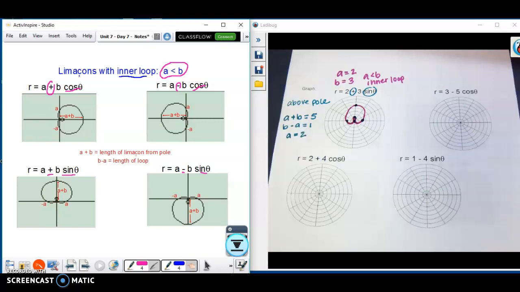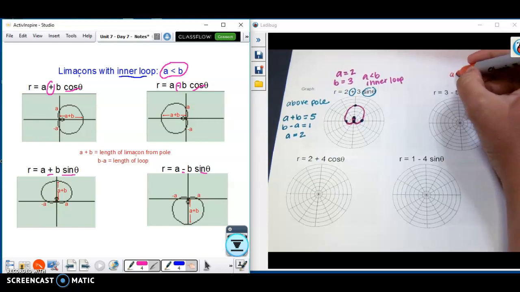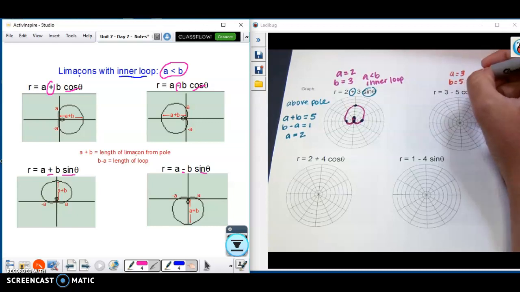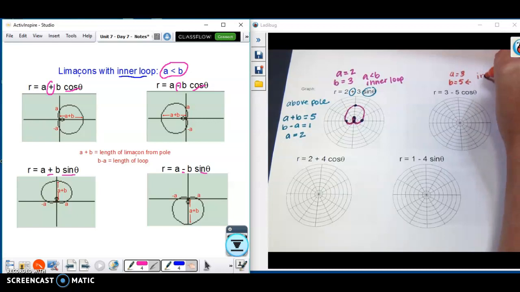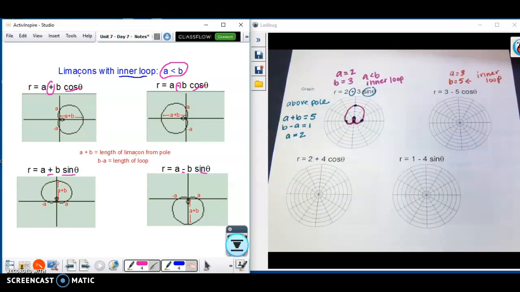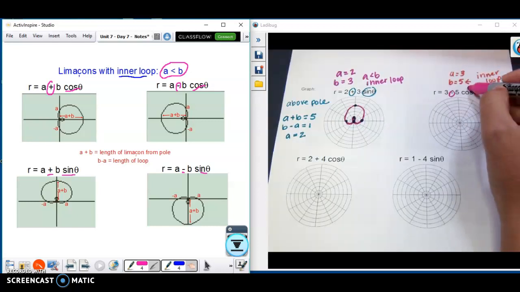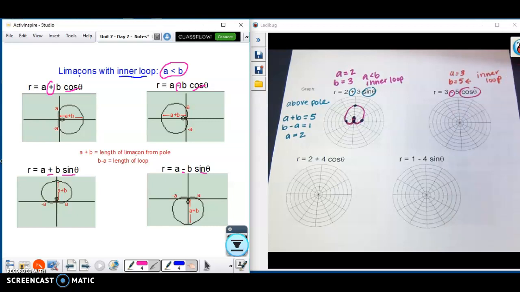Okay, so if you look at the one to the right of this, 3 minus 5 cosine theta. So our A is 3 and our B is 5. Because B is the bigger number, we're going to have an inner loop. Also we need to think about, because it is negative cosine, that means cosine is x, so this is going to be to the left of the pole. So we're going to be moving left of the pole.